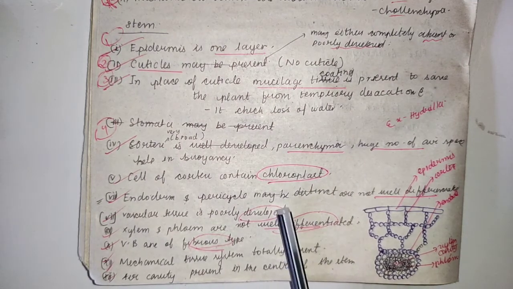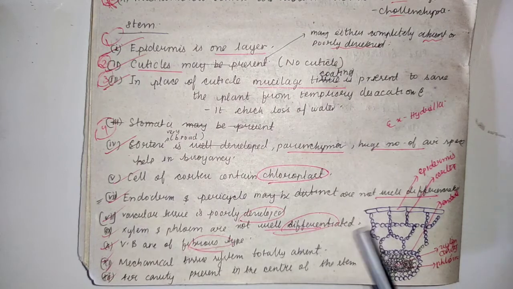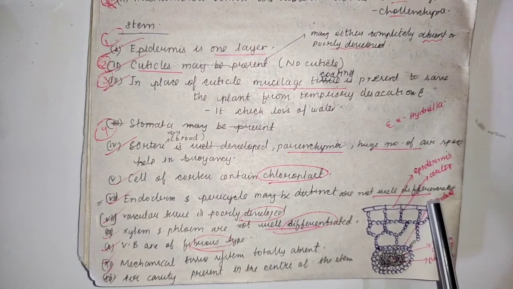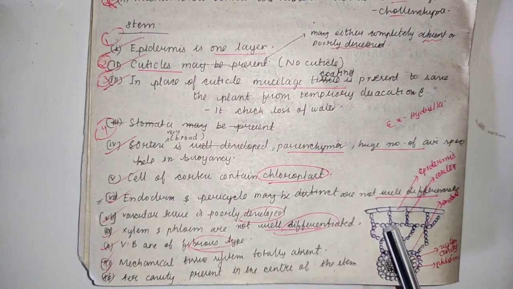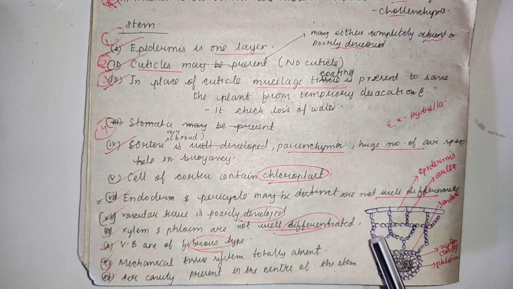So, in the stem of the submerged hydrophytes, the epidermis is one layer. Inner to the epidermis there is a cortex which is many layers in thickness, and the cortex cells are parenchymatous, and in the cortex there is a huge number of air spaces present which help in buoyancy. Inner to the cortex there are endodermis and pericycle which are not well differentiated from each other. Inner to the pericycle there is a vascular bundle which is of fibrous type.